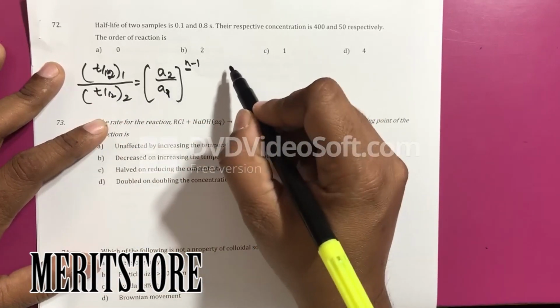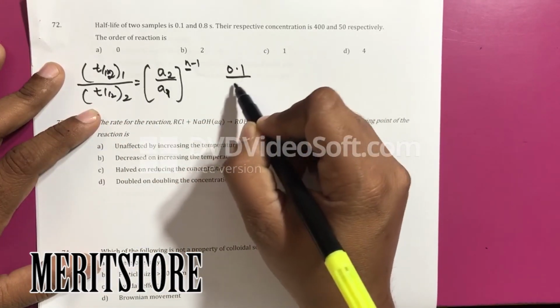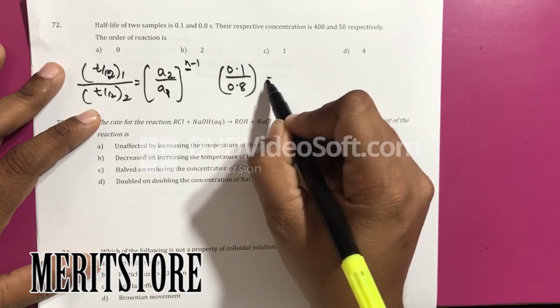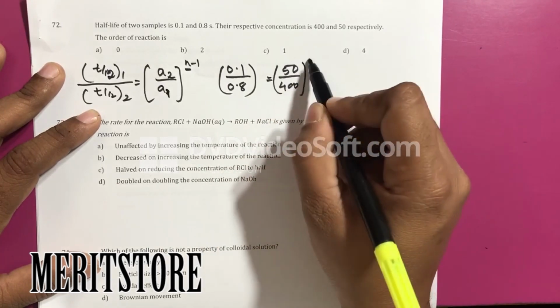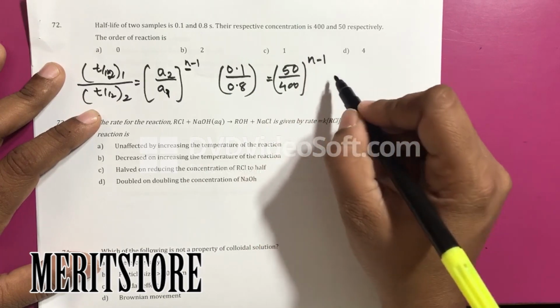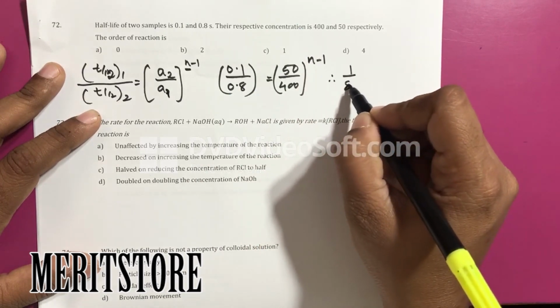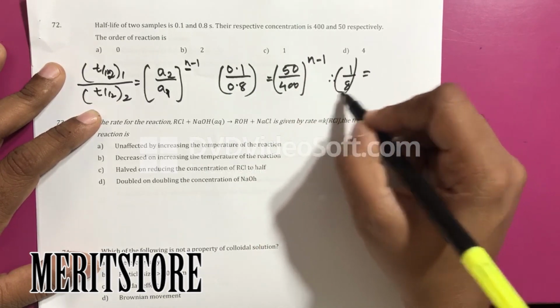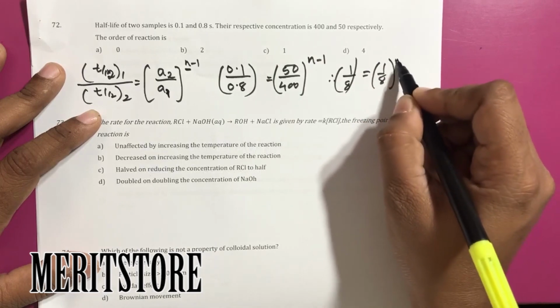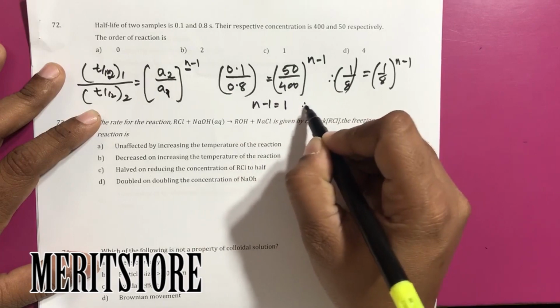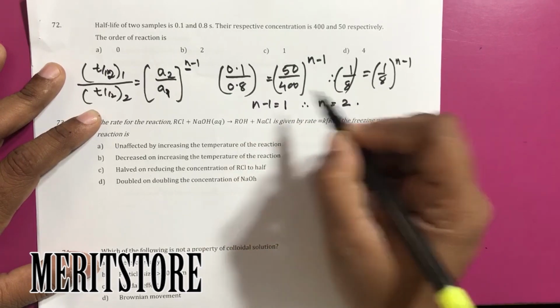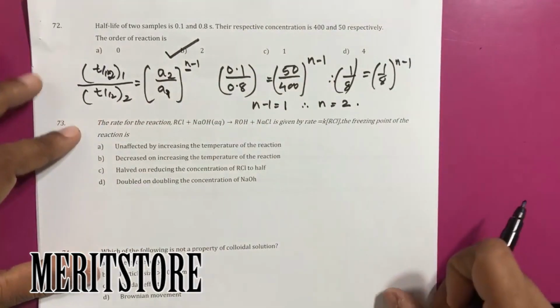They have given the half-life for the first one as 0.1 upon 0.8, that's equal to 50 upon 400 raised to n minus 1. Therefore, 1 by 8 is equal to 1 by 8 raised to n minus 1. Both sides are the same, therefore we can say n minus 1 is equal to 1. Therefore, n is equal to 2. So this is a second order reaction.